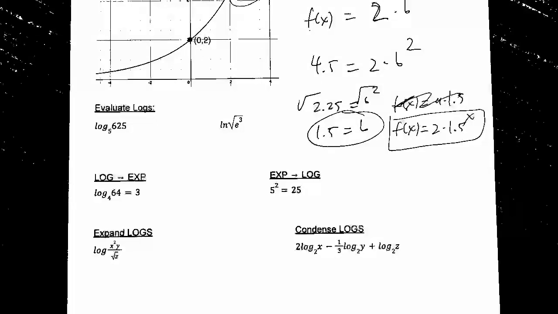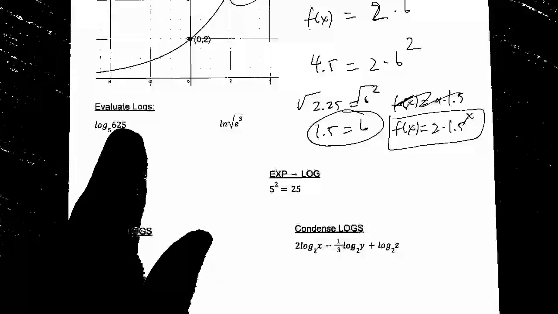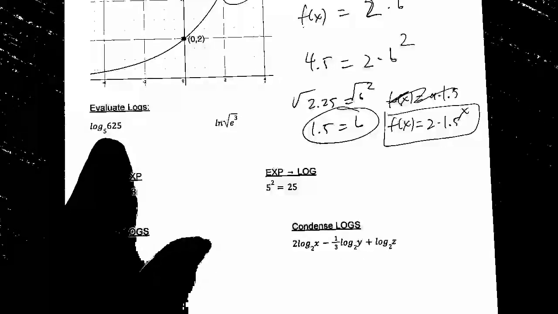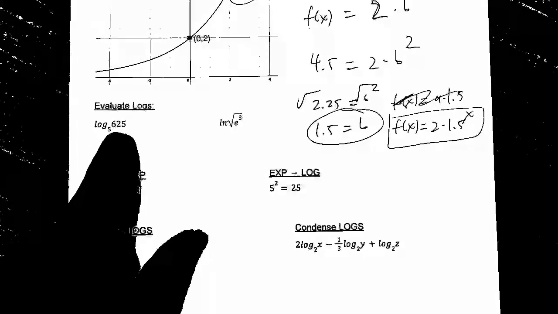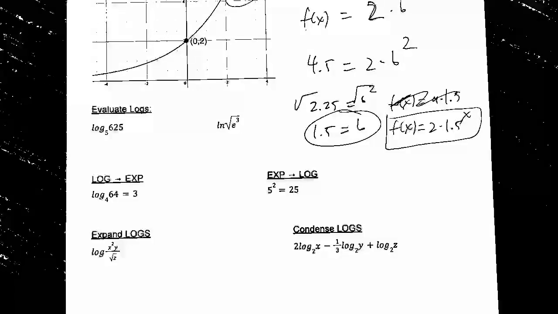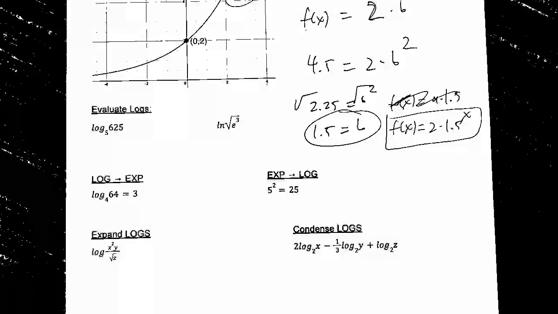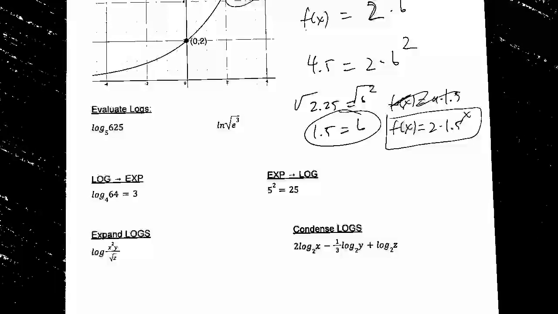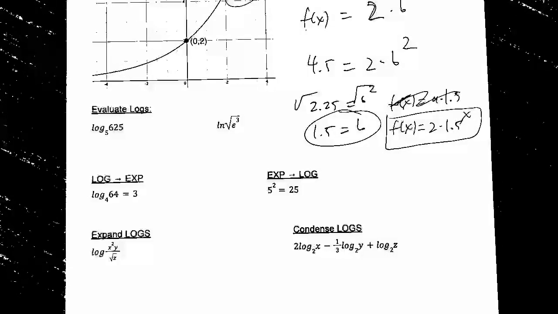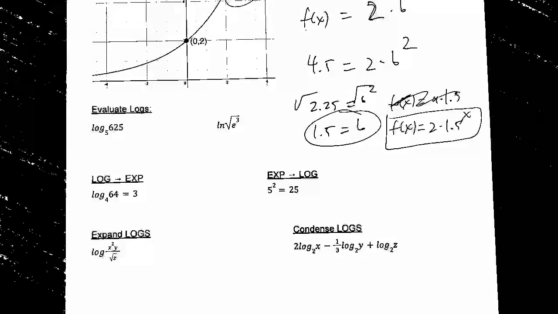All right, evaluating logs. Do you guys remember logs a little bit? Yeah. So what is log base 5 of 625? What does that mean? This is the exponent of 5 that would make 625. So 5 to what power is 625? Anybody know? So I think it is 4. Because 5 times 5 is 25, times another 5 is 125, times another 5 is 625.